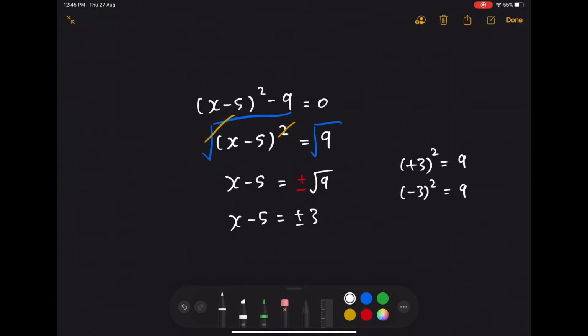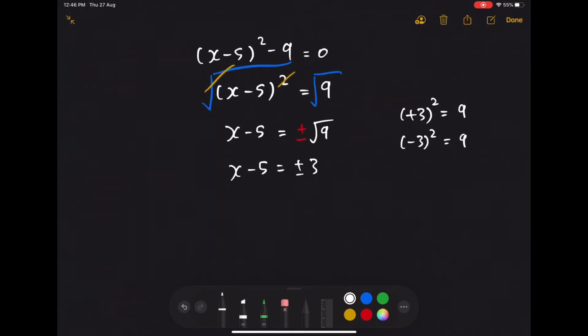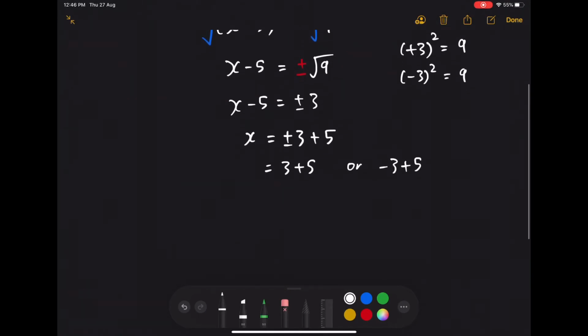So that's why when we square root any positive number, you cannot square root a negative number, you get a plus minus value of the square root of that value that you put in. So in this case, we will have x minus 5 equal to plus minus 3. So what you need to do is to move the minus 5 over to the other side of our equation, and there you go, you have two answers. So it's positive 3 plus 5, or we have negative 3 plus 5. So we can see that here we have 8 or 2.